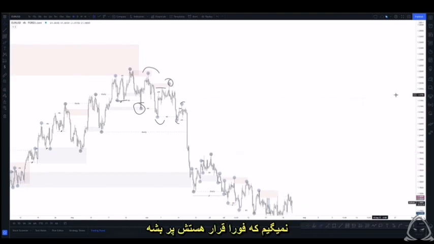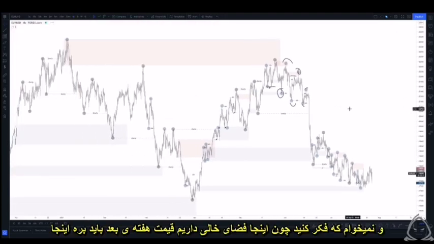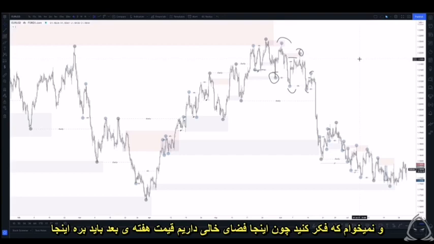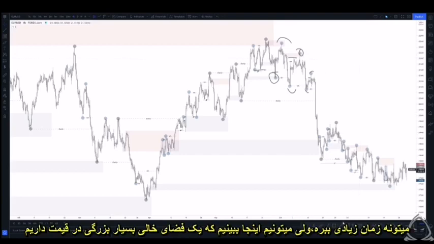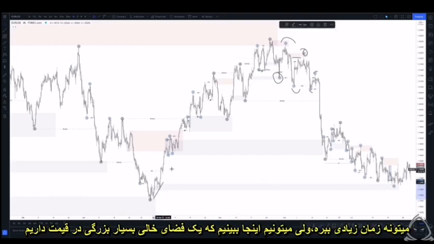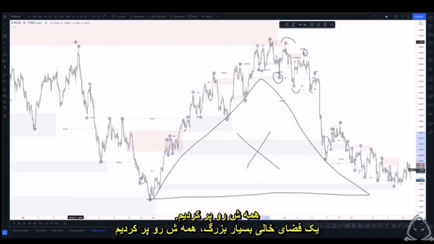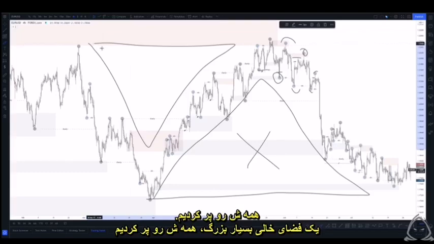Now, that's not to say it's going to be filled immediately, and that's something I don't want any of you thinking, that once a void is created, we just have to go up here next week. It doesn't have to happen that way. It can take a long time. But as we can see right here, we created a massive void in price, and what did we do? We filled it all. A massive void in price, we filled it all.